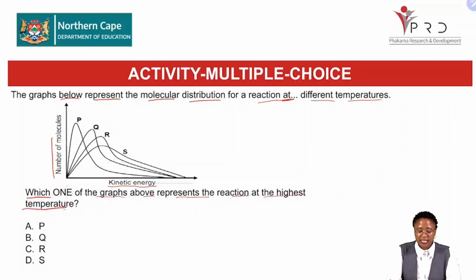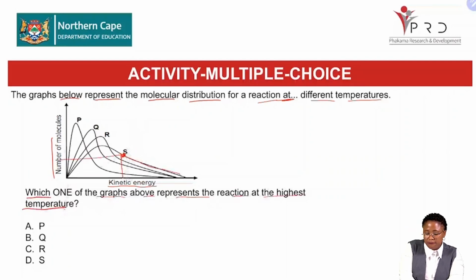Remember, the reaction at the highest temperature will be the one that has more particles needed to react. Remember, we are still looking at the Maxwell distribution curve, though we don't have the activation energy, but we are interested in how many particles there are, and which one has more particles.